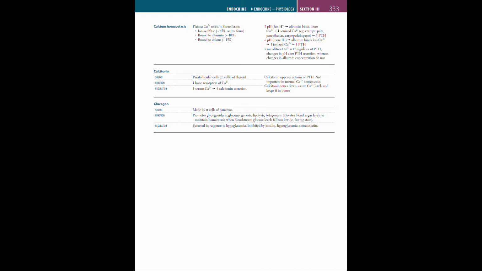Calcitonin. Calcitonin's source is parafollicular cells, that is C cells of the thyroid. Its function is to decrease bone resorption of calcium. Regulation: increased serum calcium will lead to increased calcitonin secretion. Calcitonin opposes actions of PTH, not important in normal calcium homeostasis. Calcitonin tones down serum calcium levels and keeps it in bones. That's how you can remember it. So calcitonin tones down.